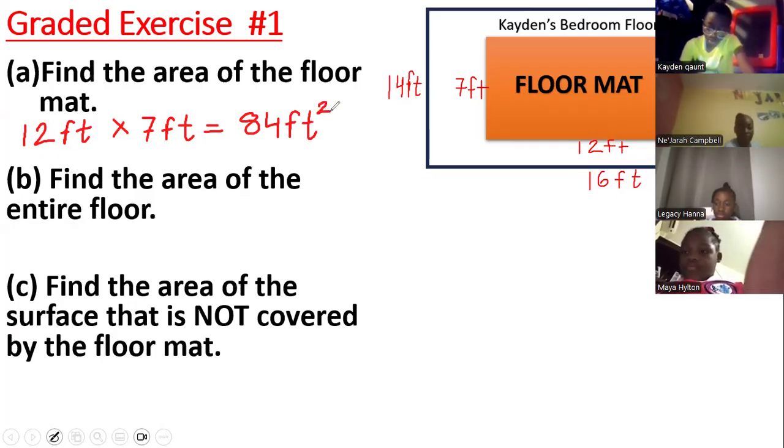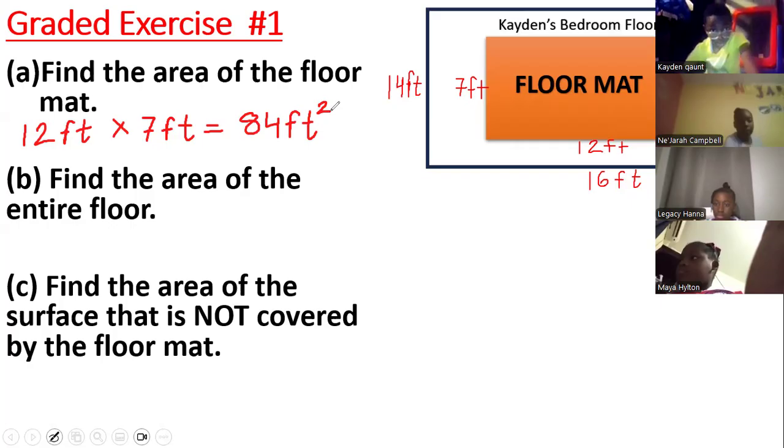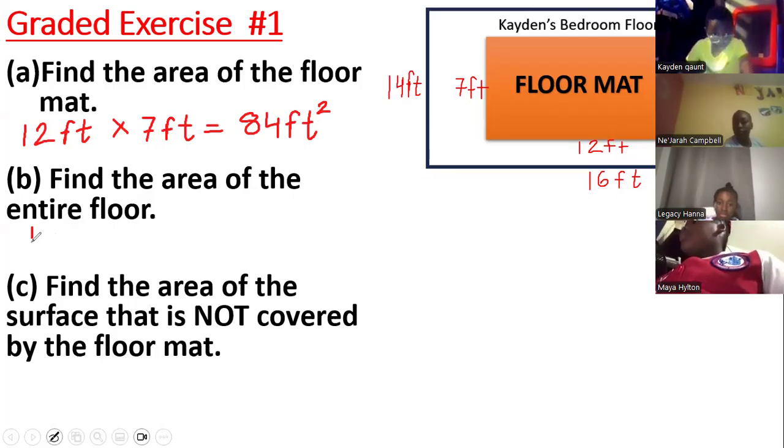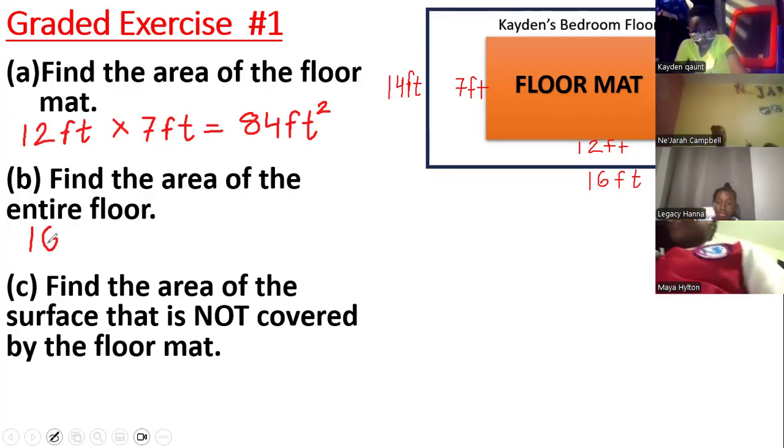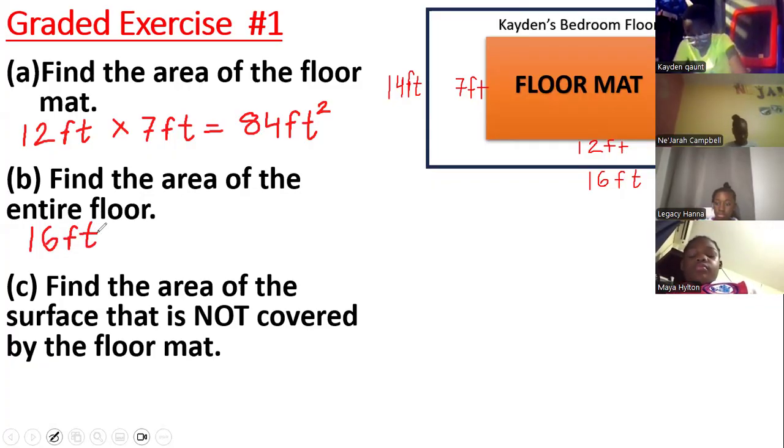Good. Mr. P, I'm now on the third one. Perfect. Then we have to find the area of the entire floor. What is that going to be? You would have to multiply 16 times 14. Very good. 16 feet times 14.